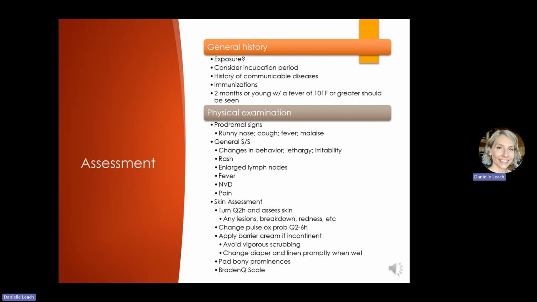We want to pad bony prominences if we need to, just like we do with adults, if there are any bony prominences that we're worried about getting a pressure ulcer in. There's also a Braden scale that can be used for children. Sometimes it's modified a little bit because children are obviously different than adults. But again, that's something that's usually filled out at least once a shift every single day, so something that's required for you to chart.